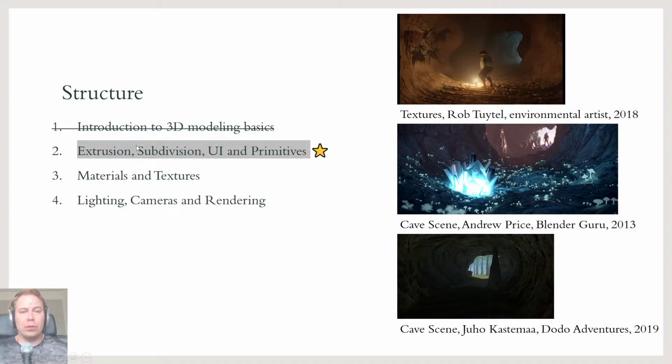So let's start. Today's structure is extrusion, subdivision, UI and primitives. Last time we had an introduction to 3D modeling basics. We modeled a basic house and so on. On the right side there are some textures of a cave from Rob Tidal, environmental artist 2018. Some cave scene created by Blender Guru, who also has great tutorials on the internet. And then my own cave scene that is actually also modeled with Blender 3D, that is in my game Dodo Adventures.